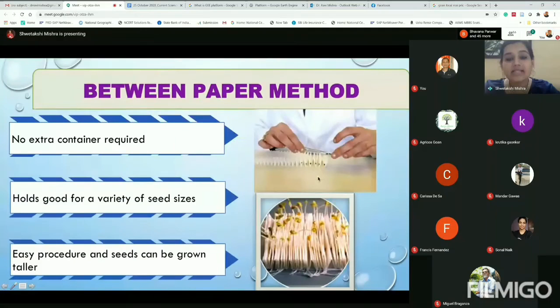You just need to take a paper and fold it like a Japanese fan and insert the seed inside this, as you can see here in the figure. So the seeds could be of varying sizes. It does not matter here. And even you can grow it to a much taller height as compared to others. So this is the between paper method.